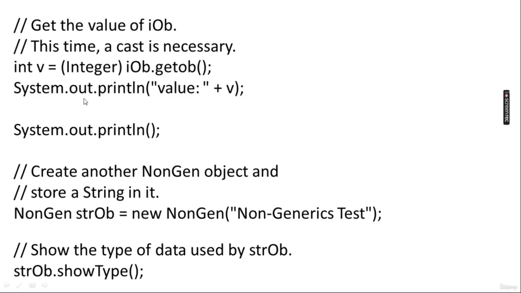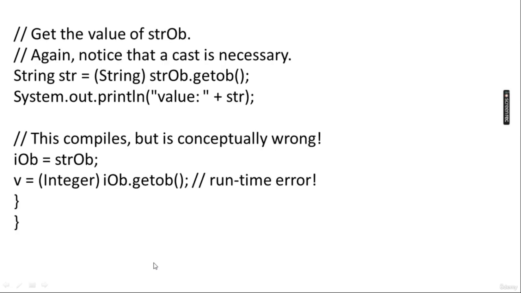Here, iObject.getObject will be cast to the Integer wrapper class and stored in v, and the value will be displayed. Then another non-generic object will be created and its type is shown. Again, notice that a cast is necessary. strObject.getObject will be converted to String and saved to str, and it will be displayed.